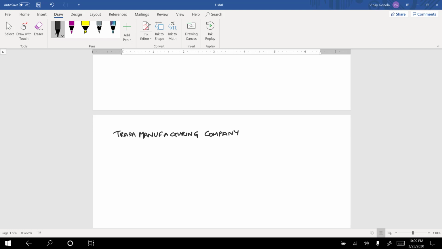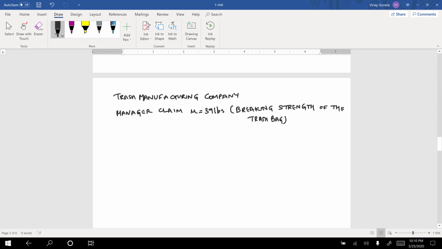The manager claims that its breaking strength, mu, is 39 pounds. This is the breaking strength of a trash bag. Whenever someone makes a claim like a manager, it's always related to the population. So you want to check whether the manager's claim is right or wrong. Again, this is exactly 39. That is what the manager is claiming.